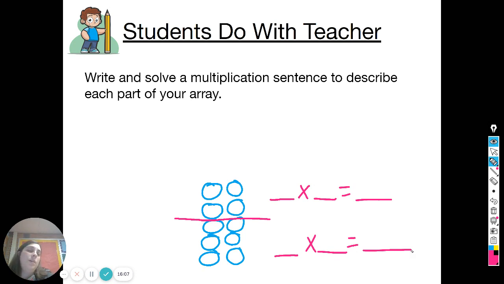Okay, let's take a look. First up at the top here, I have 2 rows. So my first number is 2. 2 rows of 1, 2. There's 2 in each row. So at top, I have 2 rows of 2. Let's go ahead and skip count that. 2, 4. 2 times 2 equals 4. I'll give you a minute to correct that on your whiteboard if you need to.